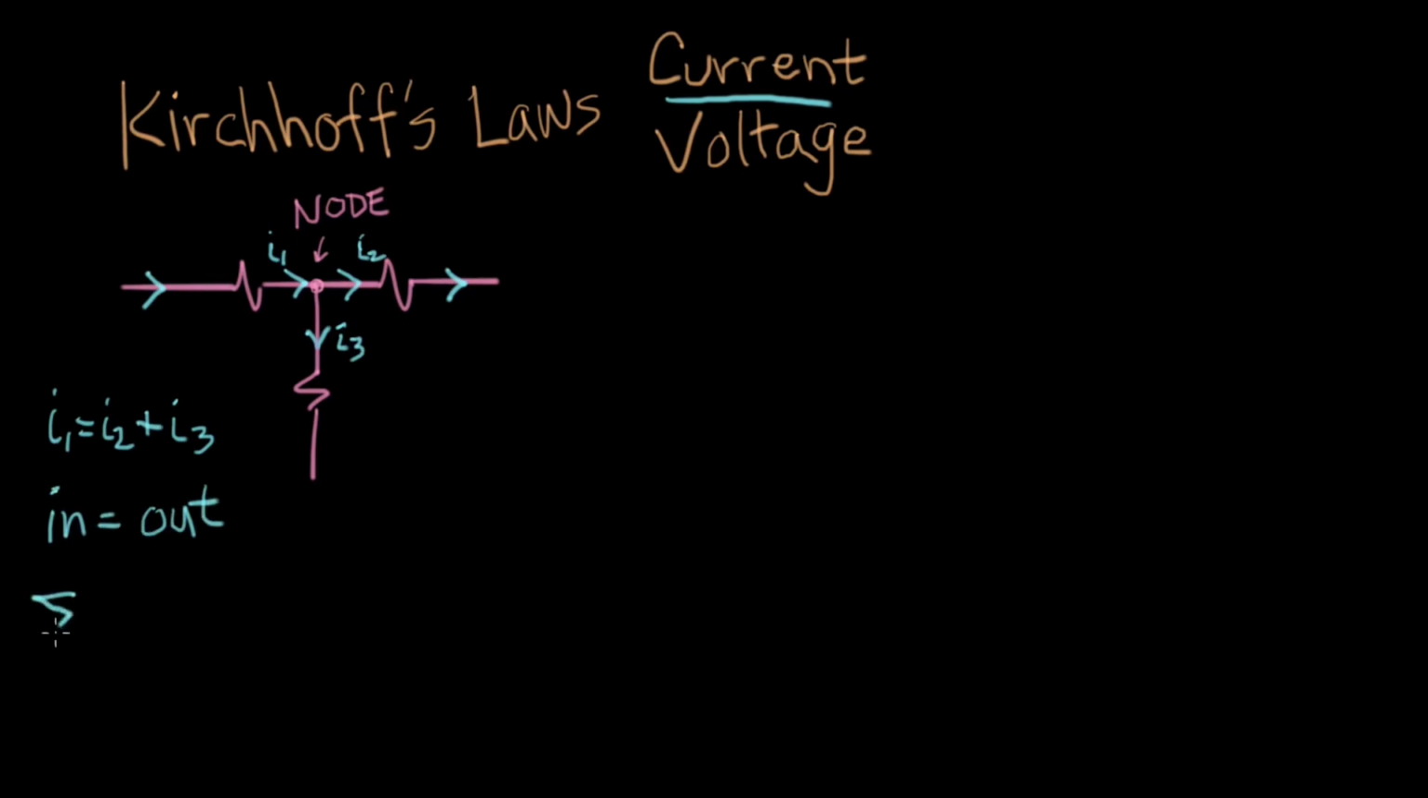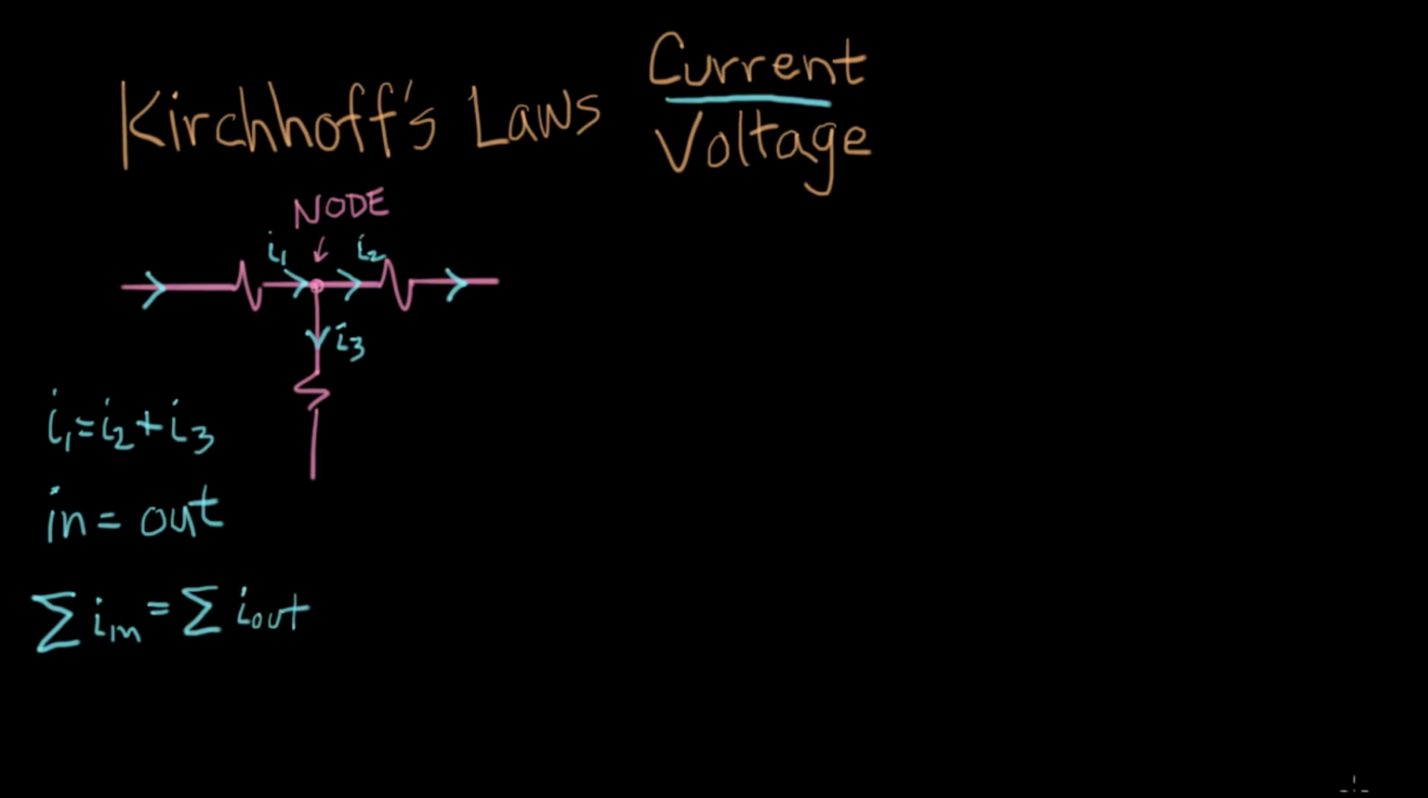In mathematical notation, we would say the summation of currents going in, this is the summation sign, is the summation of I out. That's one expression of Kirchhoff's current law.